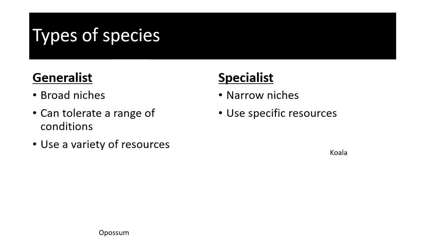So we have different types of species. We have a generalist, which has broad niches, can tolerate a range of conditions, and uses a variety of resources. And then we have a specialist, which lives in narrow niches and uses specific resources. To give some examples of a generalist or a specialist, you'll see that it says possum and koala. The pictures will come up in just a little bit. But some other examples of generalists and specialists: humans are really good generalists. We live everywhere. We can tolerate a range of conditions, and if we can't tolerate it, we find a way to change it to where we can tolerate it.